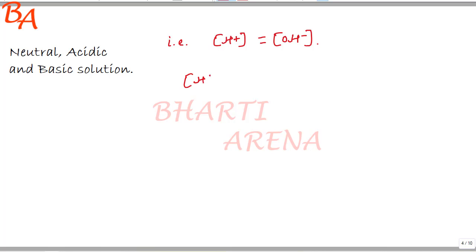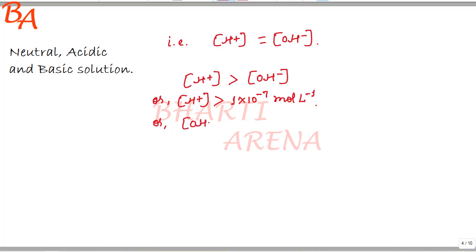That is, concentration of hydrogen ion is greater than concentration of hydroxyl ion, or concentration of hydrogen ion is greater than 1 into 10 to the power minus 7 mole per liter, or concentration of hydroxyl ion is less than 1 into 10 to the power minus 7 mole per liter.